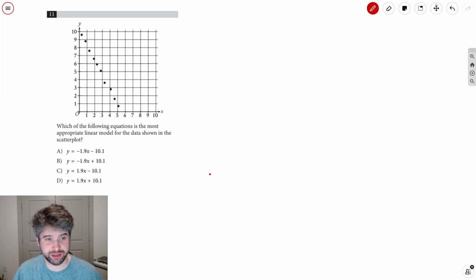All right, so question number 11. Which of the following equations is the most appropriate linear model for the data shown in the scatter plot? Pause the video and see if you can figure this one out. All right, linear model. So it's saying, what is the line of best fit? What line goes through all these points almost? And so I'm going to draw a line that does that.